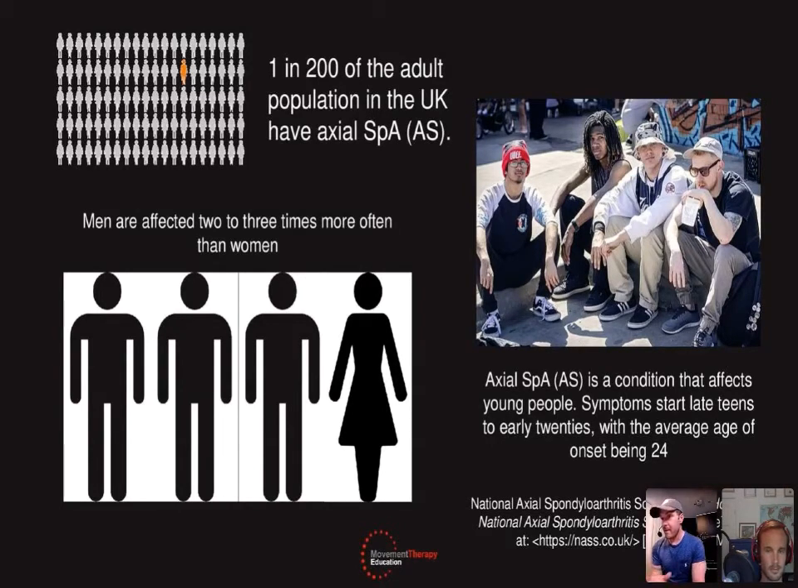It usually affects men. Men are affected 2 to 3 times more often than women. So when you get guys into your clinic, these are the people that we need to look out for. It also affects younger people. Symptoms usually start in the late teens to early 20s, and the average age of onset is 24. We usually think of this as an arthritic condition, and arthritis is usually the elderly population, but this will affect usually young males. So that late teenage, early 20s group is who we need to look out for.